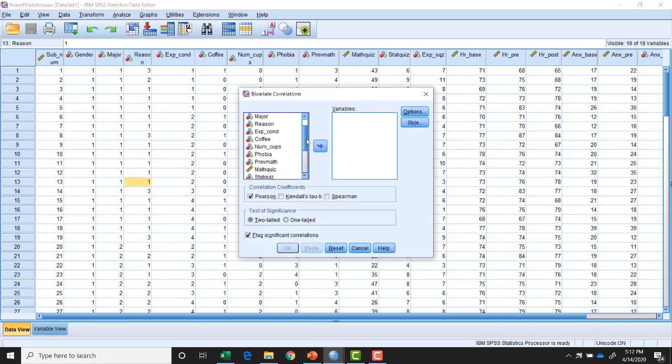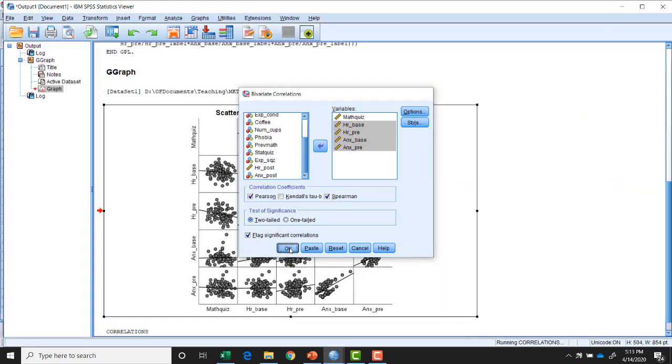Now, we're going to pick exactly the same variables that we did before. So we're going to pick the math quiz, the heart rate base and the heart rate pre, and the anxiety base and the anxiety pre. We're going to choose the Pearson correlation and the Spearman correlation. I'll talk a little bit about that in a minute. And we're going to do a 2-tailed test of significance. Again, we'll talk about the significance tests. And we're going to flag significant correlations. And we're going to click OK.